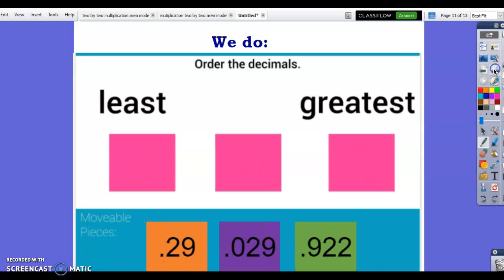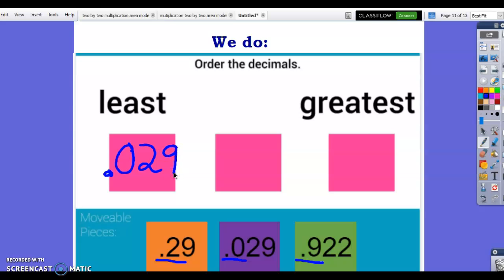Let's check another one. Here we have least to greatest again. Now these have a lot of the same digits, so pause the video here and see if you can get them in order from least to greatest. Okay, so we start in our tenths place, and you don't have to do any more work than this. Now I have a 2, a 0, and a 9 in the tenths place. So my 0 begins my first, so we have 29 thousandths first.